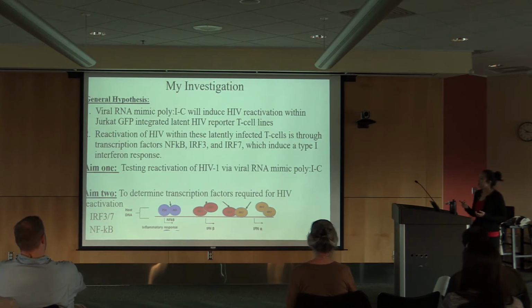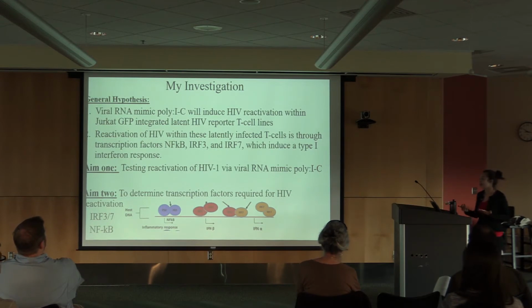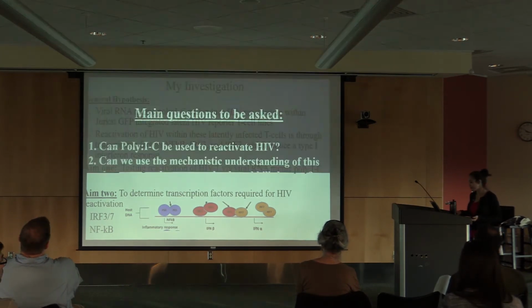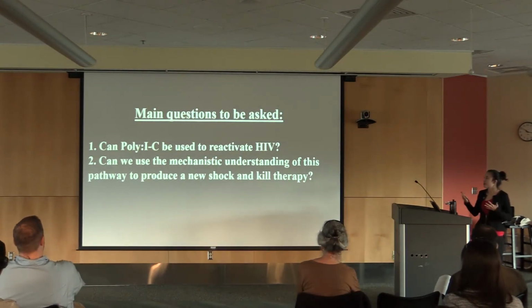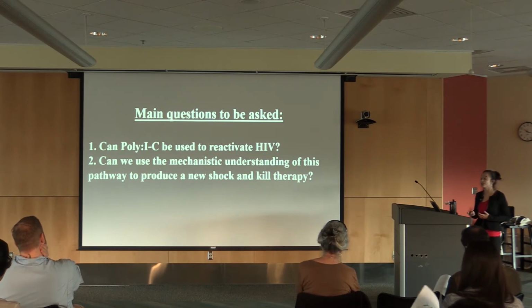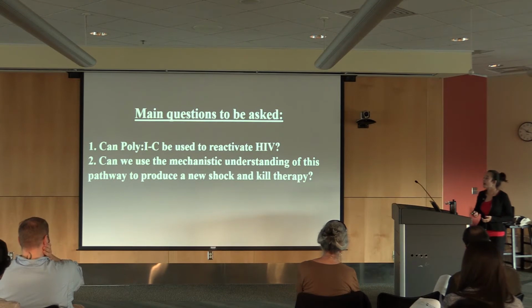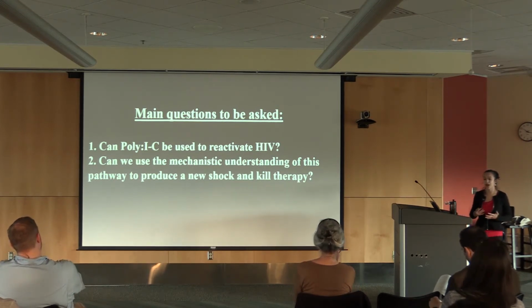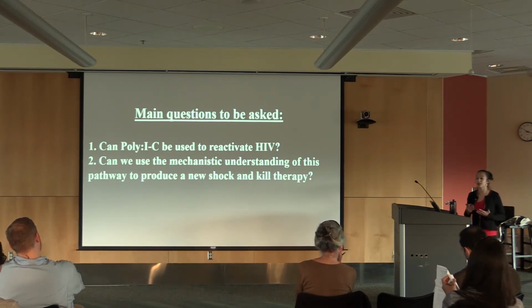So aim 1 is testing reactivation in HIV using the viral RNA mimic poly-IC, and aim number 2 is to determine which of the 3 transcription factors are required for HIV reactivation. All right, just as an overview, the main questions I'm asking: can poly-IC be used to reactivate that hidden population harboring HIV? And can we use this mechanistic understanding of this pathway to produce a novel shock and kill therapy?